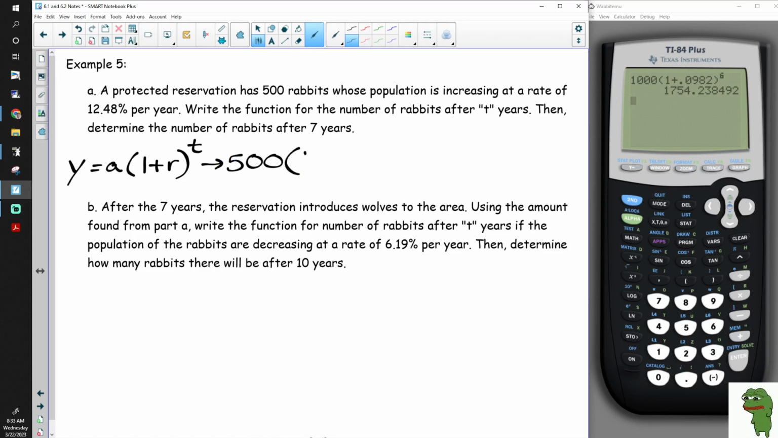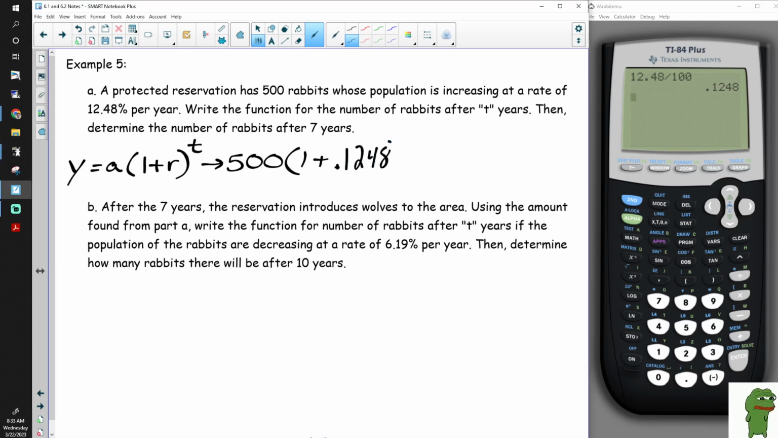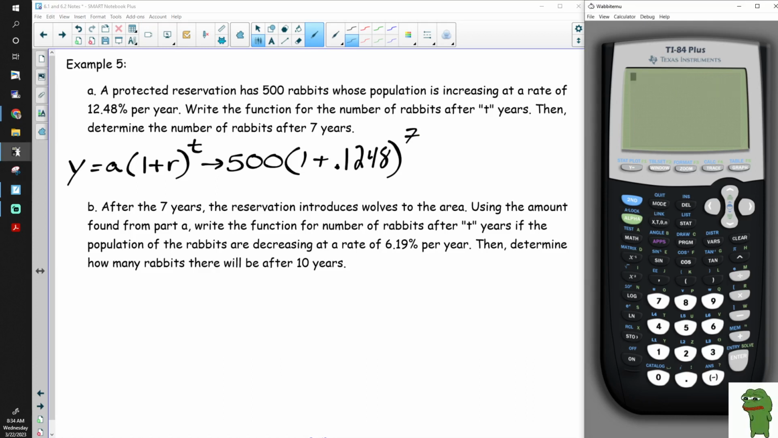Always have the 1, and in this problem it is plus because it is growth. It is growing by 12.48%, which we need to divide by 100. 12.48 divided by 100. Again, if you forget to divide this by 100, you will get a crazy, wacky answer, and you will know that you probably forgot to do this. 0.1248, and this is to the power of 7 because we want to know how many rabbits there will be in 7 years. Okay? We plug it in.